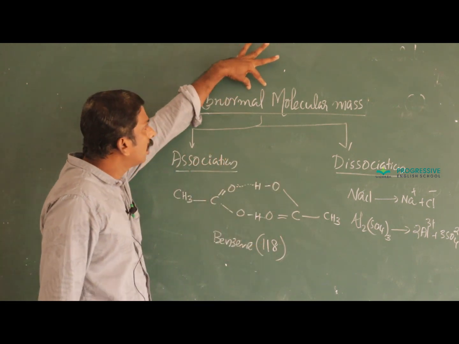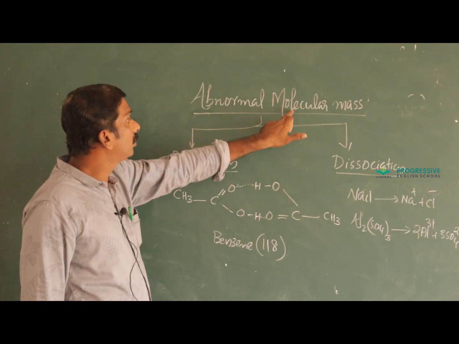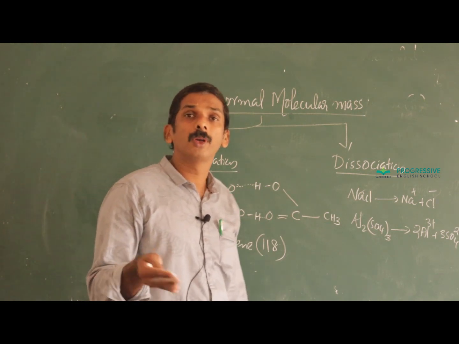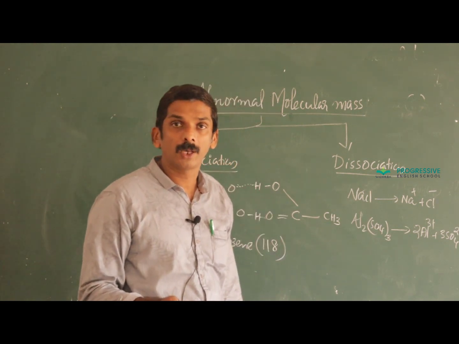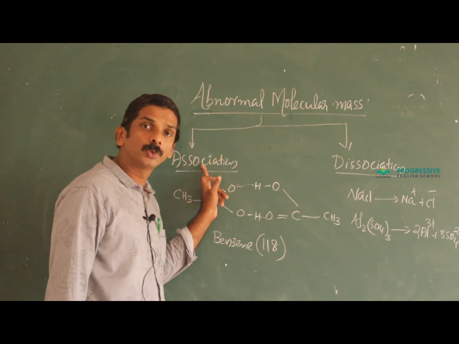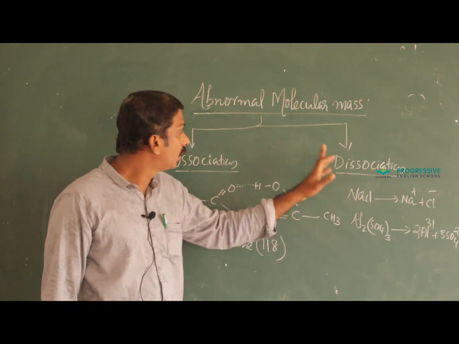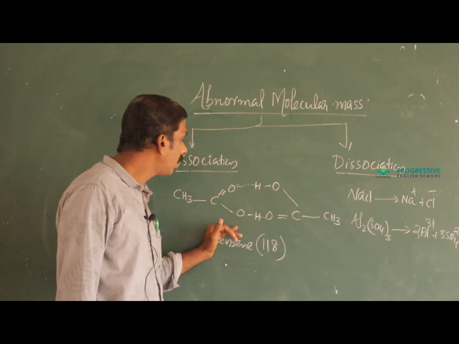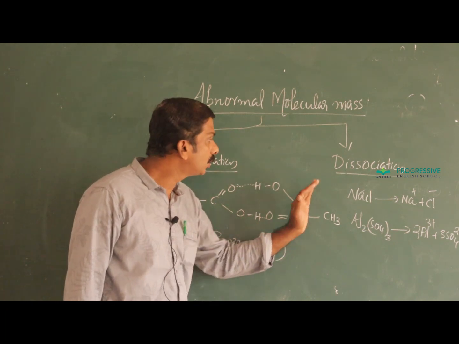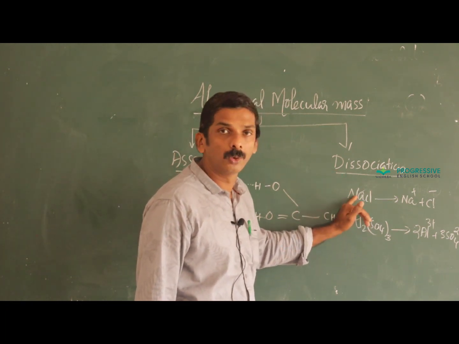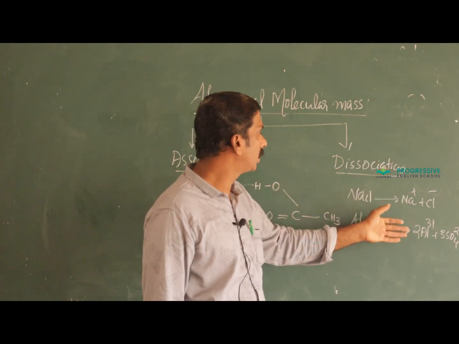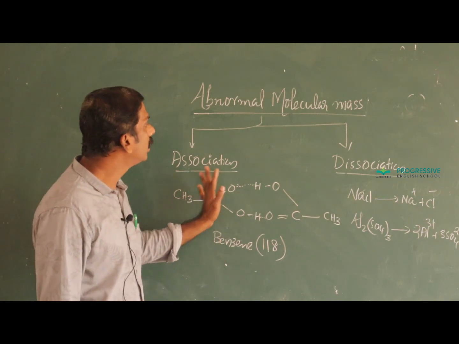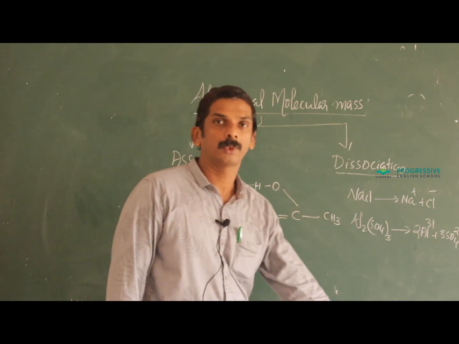I think you are clear with this point. Colligative property is used for the determination of molecular mass of the solute. In certain cases, the calculated molecular mass is different from the actual molecular mass. The reason is either association or dissociation. During association, the number of effective particles decreases, so the colligative property also decreases. And during dissociation, a single molecule gives more than one ion in solution. As the number of ions increases, the colligative property also increases. That is the reason for exhibiting this abnormal molecular mass.